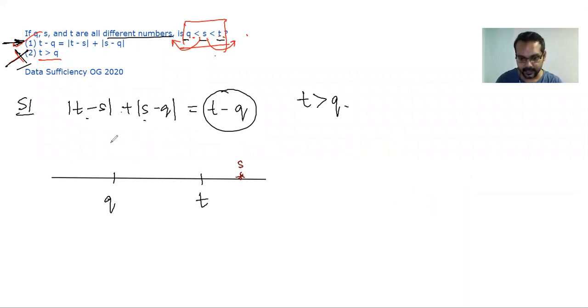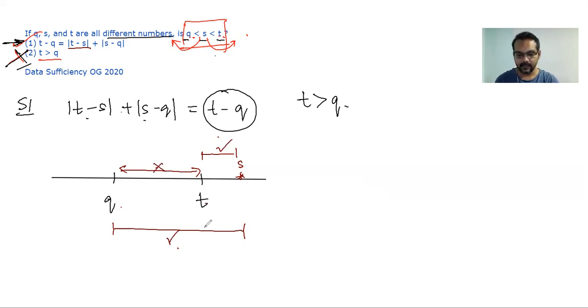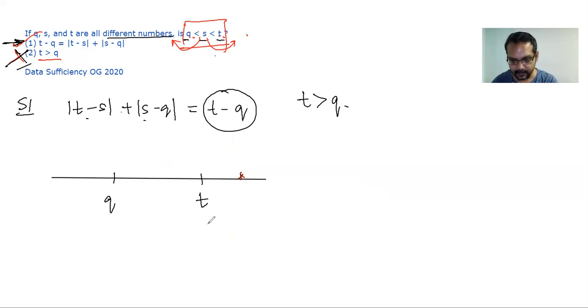So if I check the first statement, mod of t minus s, you're talking of this distance, plus s minus q, you're talking of this distance. The sum of two distances they are saying is t minus q, t being greater than q, it is this distance. Clearly not possible. This plus this cannot be this. So that's not a solution. That means s is not in the beginning. So move on.